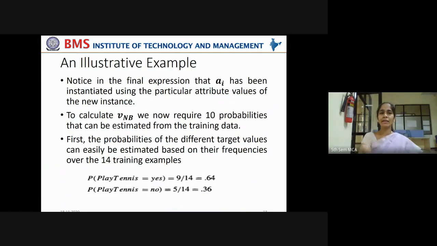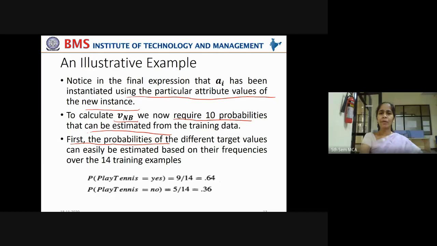How do you calculate that? Notice in the final expression that ai has been instantiated using the particular attribute values of the new instance. We have written with respect to the new instance values. Now to calculate vNB, that is probability of yes and probability of no, how many probabilities do we require? 10 probabilities have to be calculated: 5 probabilities for yes and 5 probabilities for no. Total 10 probabilities you have to calculate and substitute in the equation. Now, let us see a small example of substitution. Then it will be more clear for you.